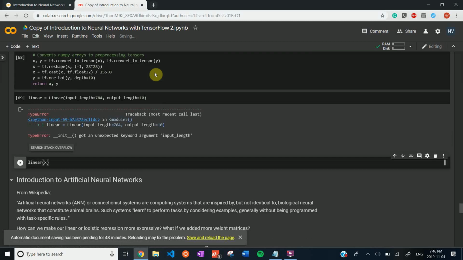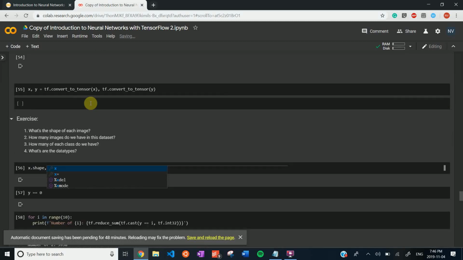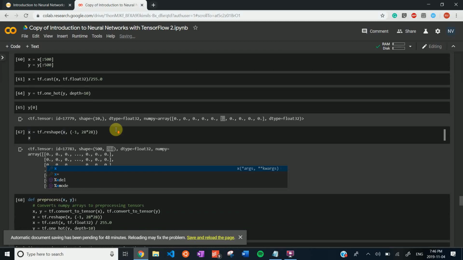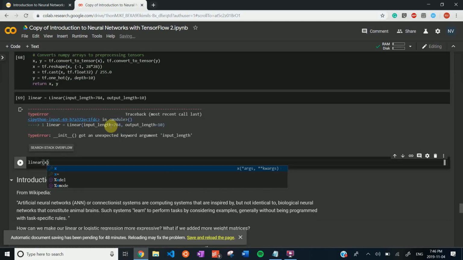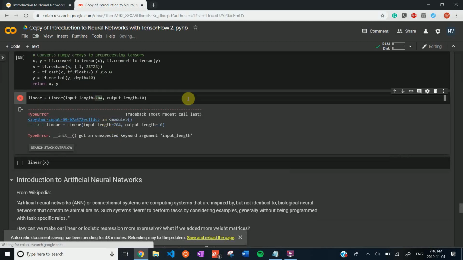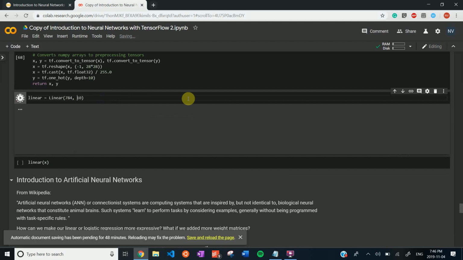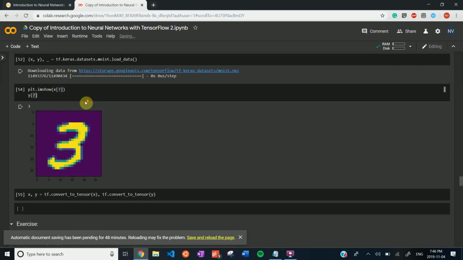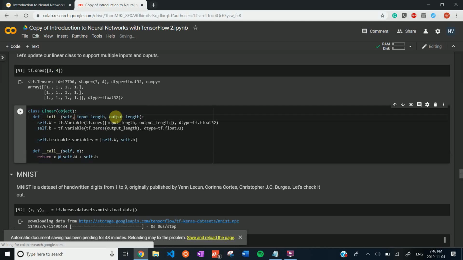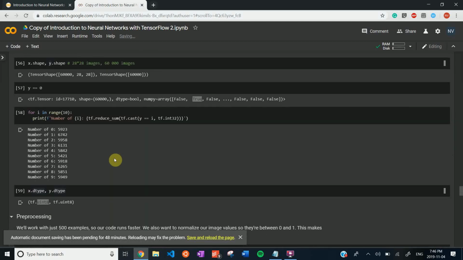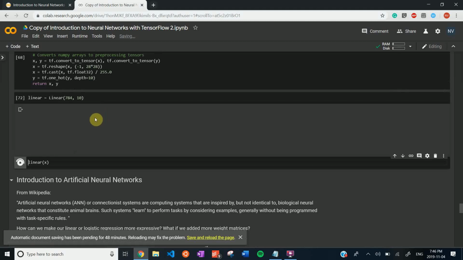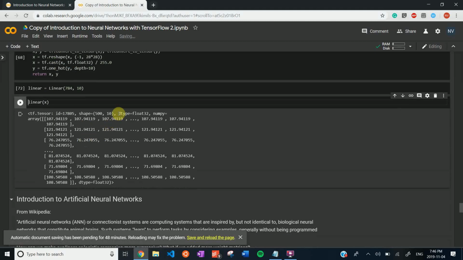And we can do linear on, oh no. Unexpected keyword input length. Sorry about that. Let me fix this. Oh, we didn't run this. That's why. Okay. Cool. Now we have some random linear model and it gives us some output.